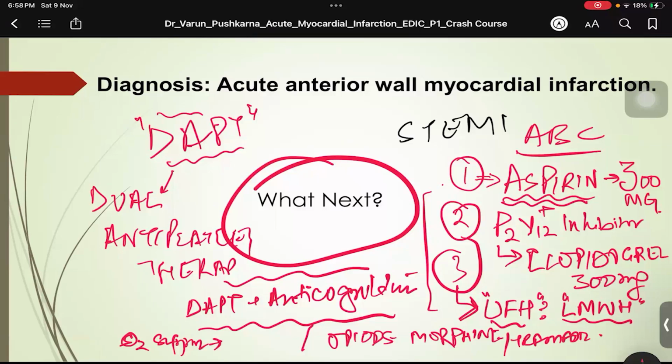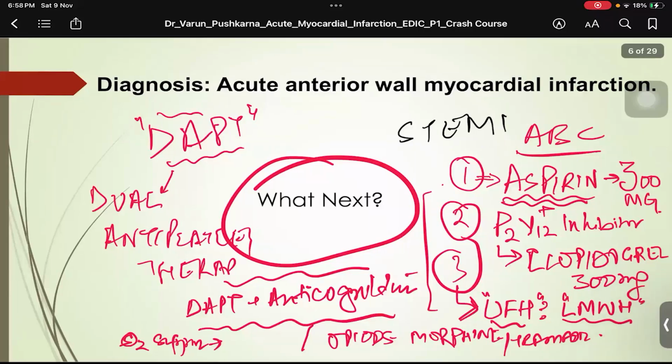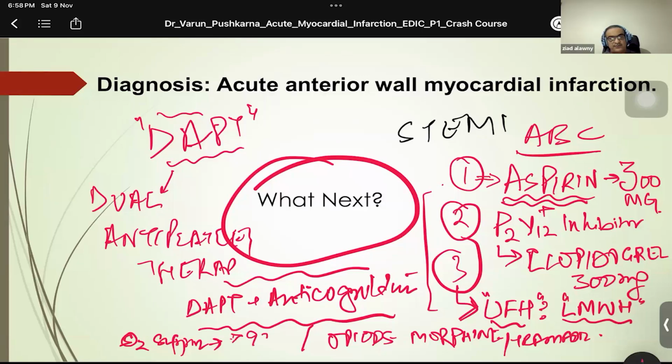What will be the oxygen requirement for a patient? 94 is okay, I think. So you would like to keep oxygen support to keep the saturation above? 92, 94, or 92. So that is the international guideline, that is 95%, for a patient who has not yet been treated.